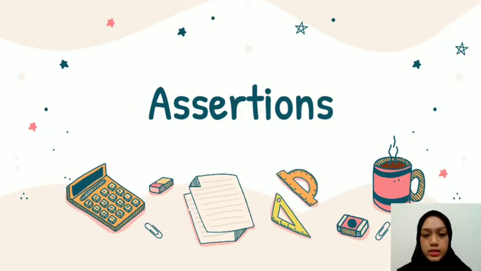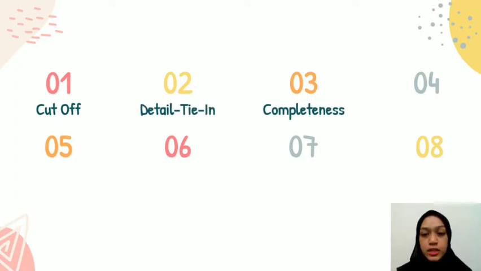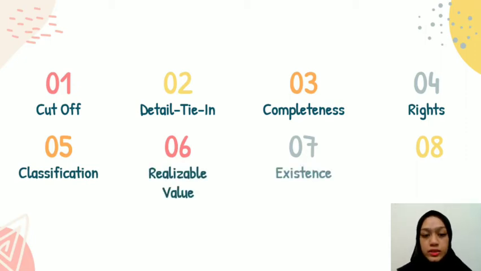There are 8 assertions which are related to the inventory and warehousing cycle. The first one is cut off, and then detail tie-in, completeness, rights, classification, realizable value, existence, and accuracy.